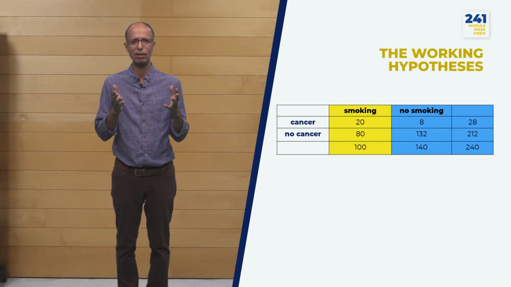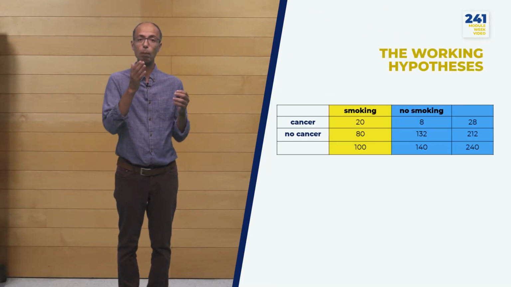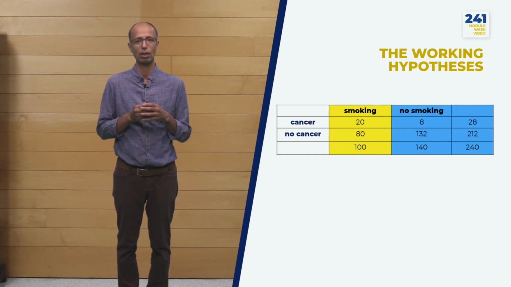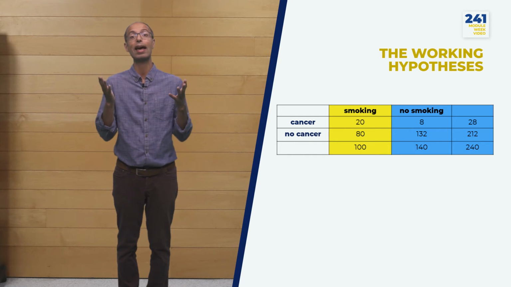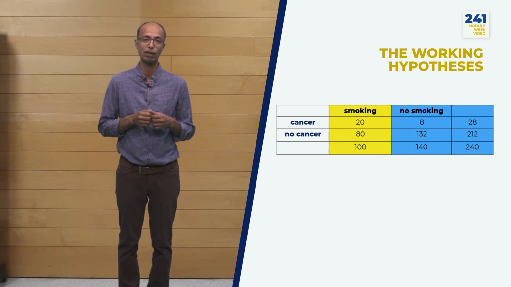The rationale of our test is to look for the expected values of each cell in our contingency table under the null hypothesis, and then compare the observed values with the expected values under the null hypothesis. The test statistic will summarize the discrepancy between observed and expected values and help us to decide if the null hypothesis is able to explain the observed data.